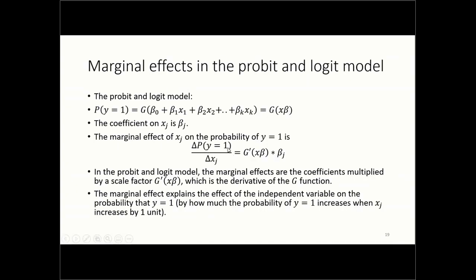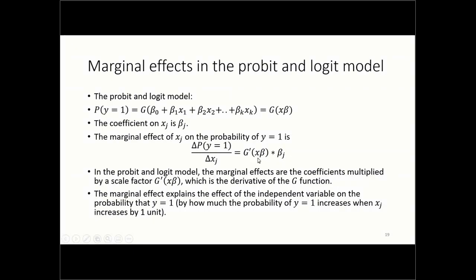So now when we have the change in the probability of y equals 1 over the change in x, it's no longer the coefficient. Now we have this function g prime of x beta, which is the derivative of the g function. So this marginal effect explains the effect of the independent variable on the probability of y equals 1. Basically, by how much the probability of y equals 1 increases when xj increases by 1 unit.